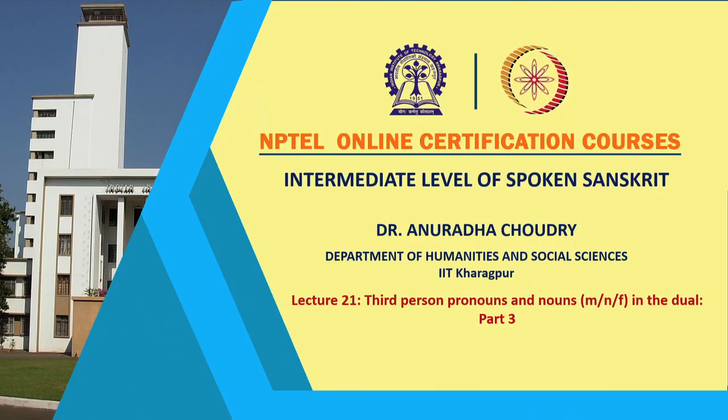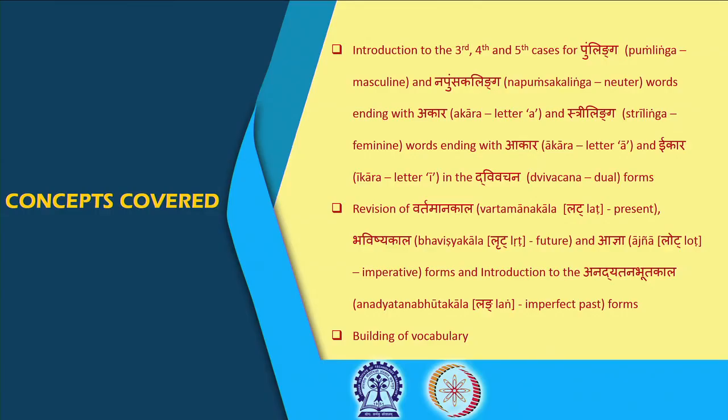So it's an interesting realignment of similarities and differences, and what we'll try and do in the course of the next few cases also for the dual is to try and see what is similar and what is different, so that we can minimize on our memorizing of the different forms. So let's move on to today's lecture, which is lecture number 21, and this is the third person pronouns and nouns for the masculine, neuter and feminine in the dual, and this is part 3 of that series.